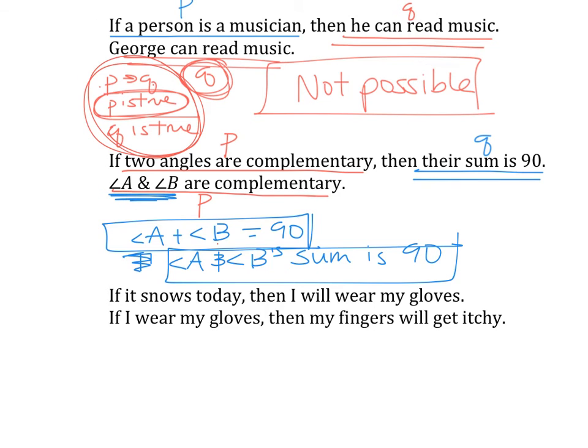These are the angles we're talking about, so we want to keep that in our answer. You don't want to just say their sum is 90. But angle A and angle B's sum is 90 would be a good way to say it. So that's law of detachment, both of those.